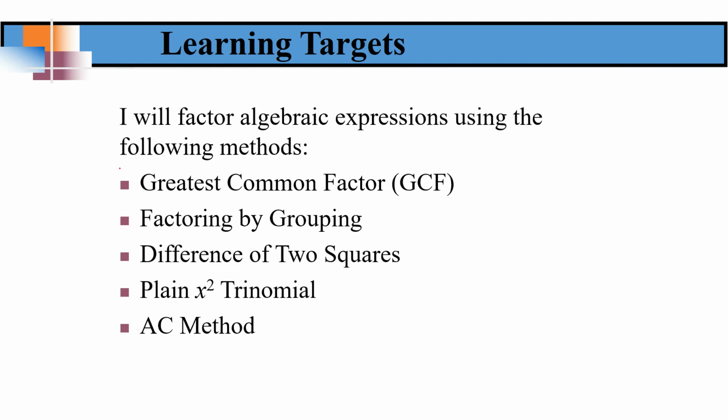We are going to be learning 4 different methods of factoring today: the greatest common factor, factoring by grouping, difference of two squares, and a plain x squared trinomial, or factoring a quadratic trinomial when a is equal to 1. We'll look at AC method next time.